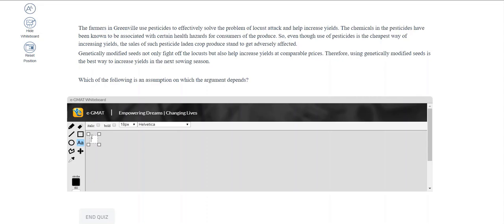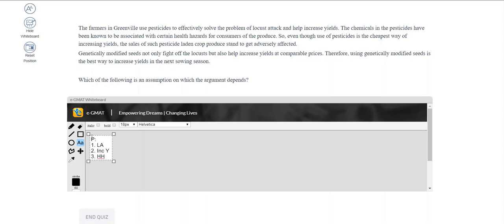The farmers in Greenville use pesticides to effectively solve the problem of locust attack and help increase yields. Okay. The chemicals in the pesticides have been known to be associated with certain health hazards to consumers of the produce. Let's assimilate that. So farmers in Greenville are using pesticides, and what do we know about these pesticides? Number one, they solve the problem of locust attacks. Number two, they help increase the yield. And the next line gives you that number three, the side effect is the chemicals in the pesticide pose a health hazard to the end consumer.